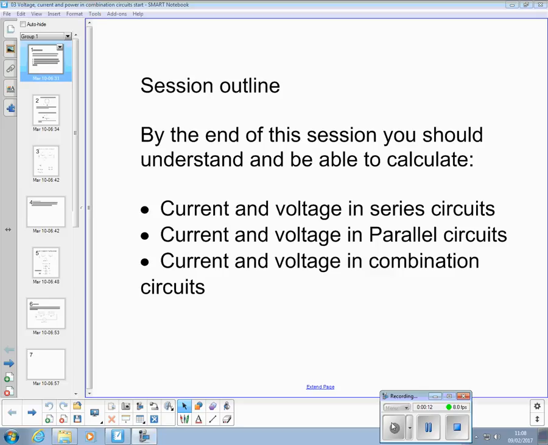So, session outline. By the end of this session, you should understand and be able to calculate current and voltage in series circuits, current and voltage in parallel circuits, current and voltage in combination circuits.